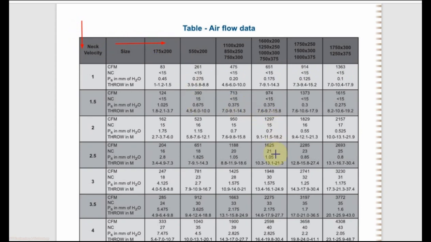First you finalize the maximum neck velocity, then make a line so that we will not go below to select. Our maximum limit is 2.5 meter per second, so we will draw a line. We will not go below it to select. Then we will search the required CFM and NC value and throw value combination for our requirement. Then we will select the corresponding size from here.